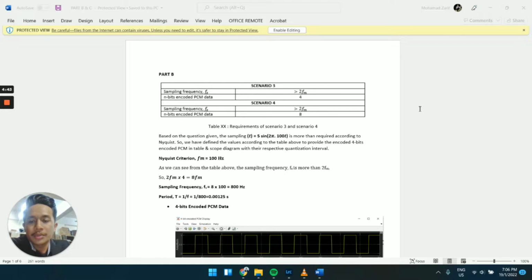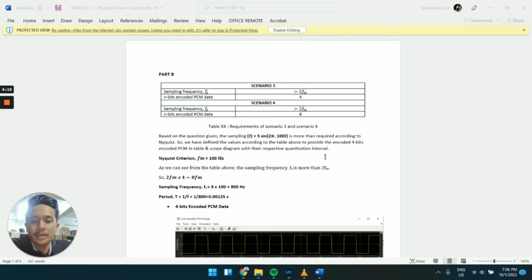Okay, so as we can see here, the sampling frequency Fs is larger than 2 Fm. For scenario 3, the n-bit encoded PCM data is 4, and for scenario 4, the sampling frequency Fs is larger than 2 Fm and the n-bit encoded PCM data is 8. So based on the question given on the sampling, x(t) is equal to 5 sine 2 pi 100t, according to Nyquist.